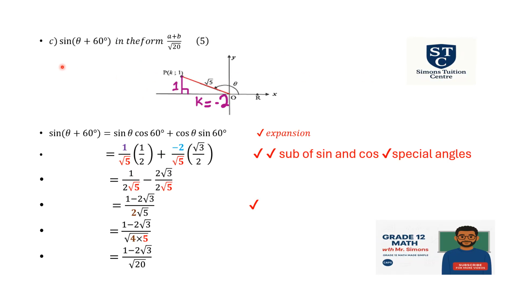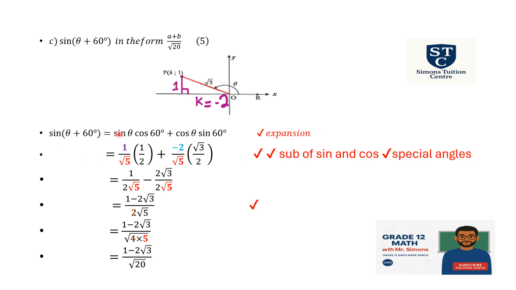Sine of theta plus 60 degrees in the form a plus b over square root 20, for 5 marks, right? So first we're going to test, can you expand this compound angle? So sine of theta plus 60 equals sine theta cos 60 plus cos theta sine 60. So 1 mark for correct expansion.